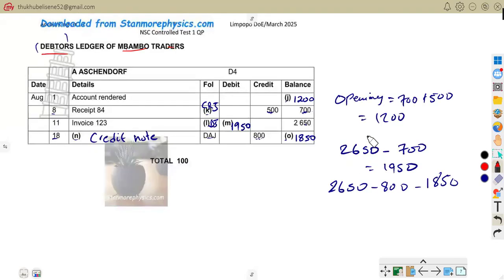So this is all we have done. As you can see, the 1,200 that we calculated when we added these two, and also the 1,950 that we got, also the credit note that is issued when the goods are returned, and then this is the balance that we have. So thank you very much for your time. Let us use this presentation to prepare for the test that we are going to write as well as for exams. Thank you.